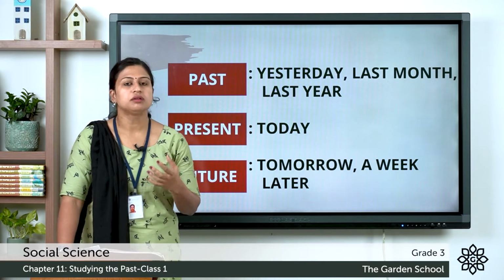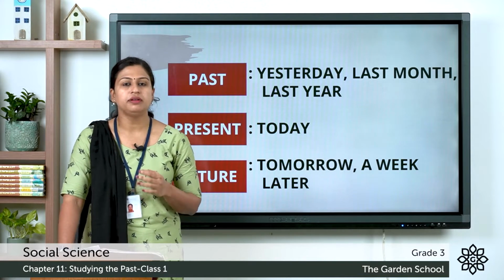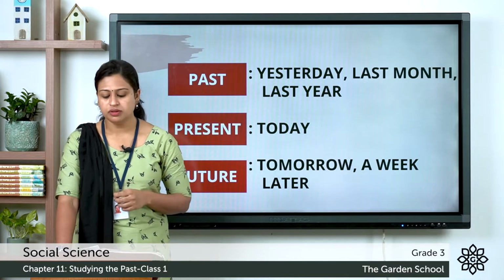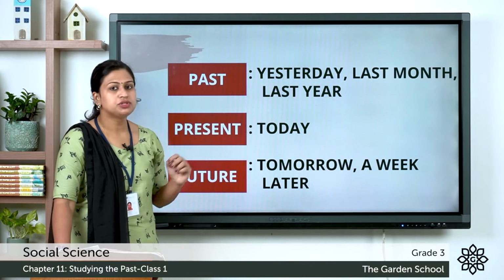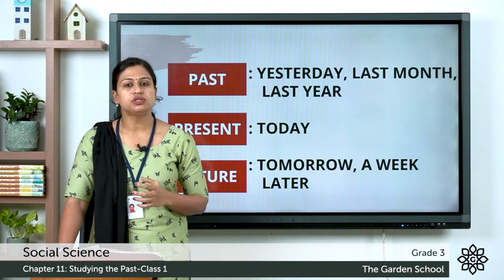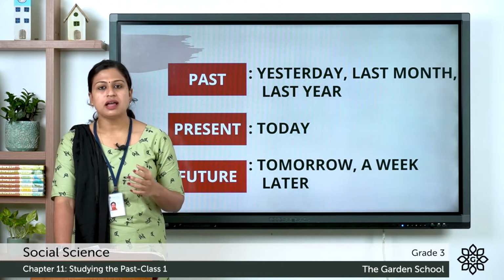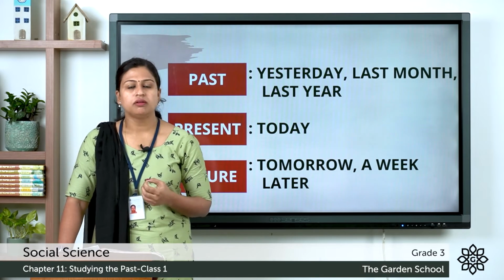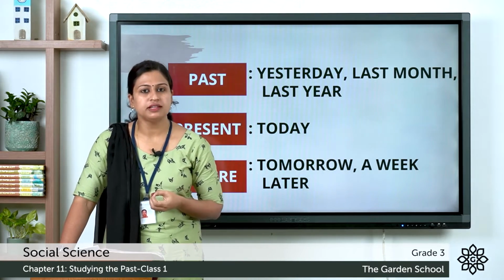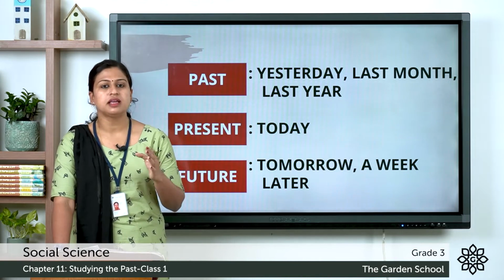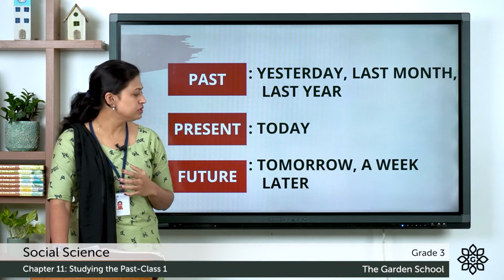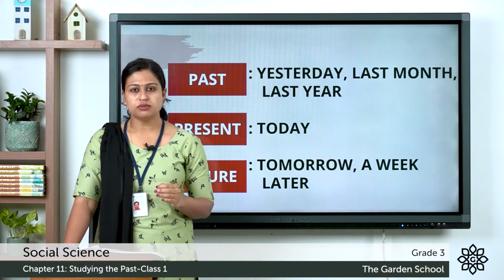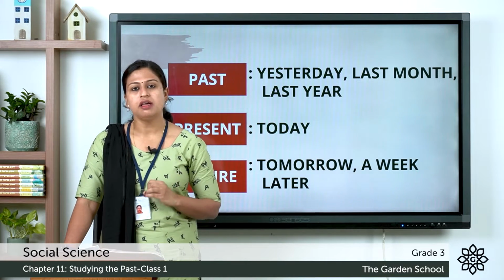That means the things which are happening now. For example, your recent pictures. They show how you look now, and we use words like today. Next one is future. That means the time that is yet to come. For example, when you plan for a picnic or when you plan to visit your friend's house. These are the times that are yet to come, and we use words like tomorrow, a week later and so on. So this was about past, present and future.